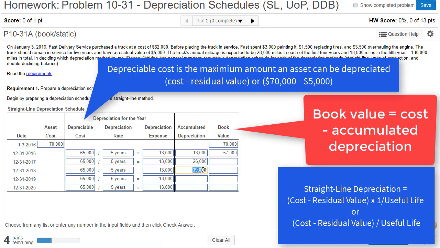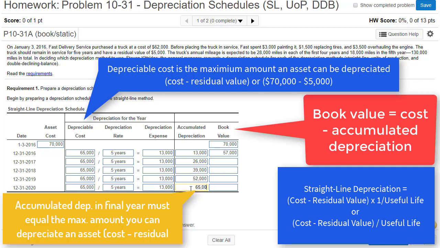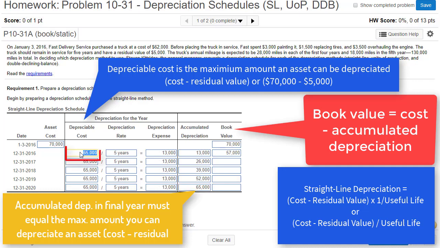In the fourth year, we take the previous accumulated depreciation, 39,000, plus the new year's depreciation, 13,000, which gives us 52,000. And then in the last year, we have 52,000 plus 13,000, which gives us 65,000. Notice we depreciated the maximum amount that we could ever depreciate of this vehicle, which is 65,000. Again, we got the 65,000 by taking the 70,000 and subtracting the residual value of 5,000.